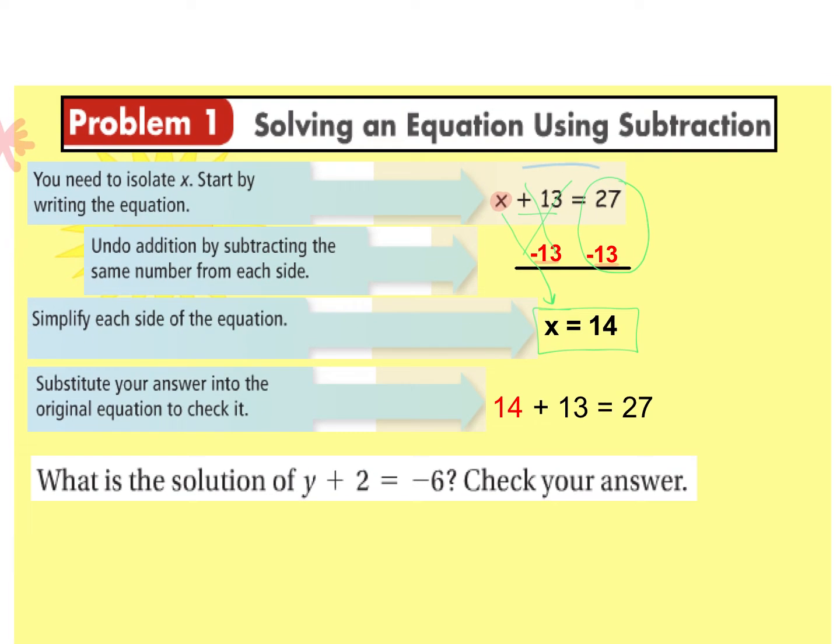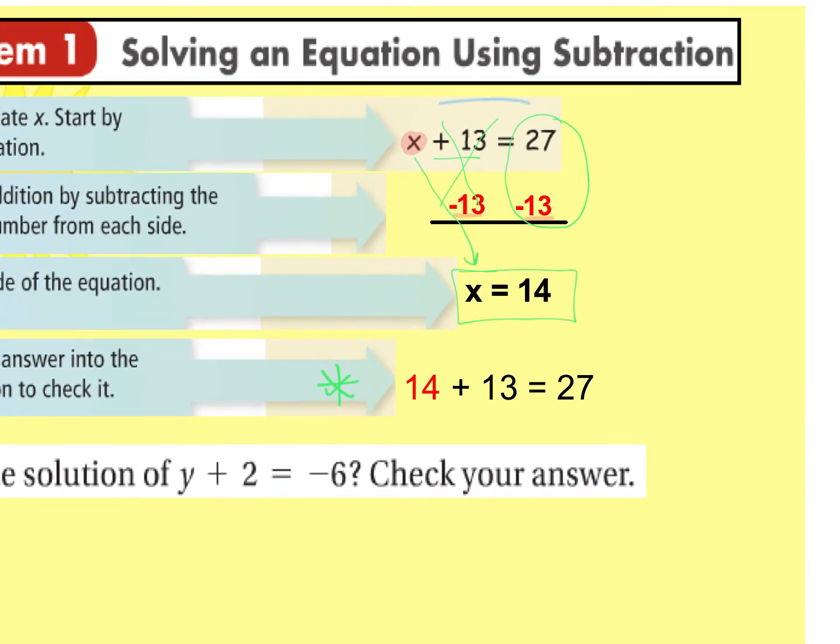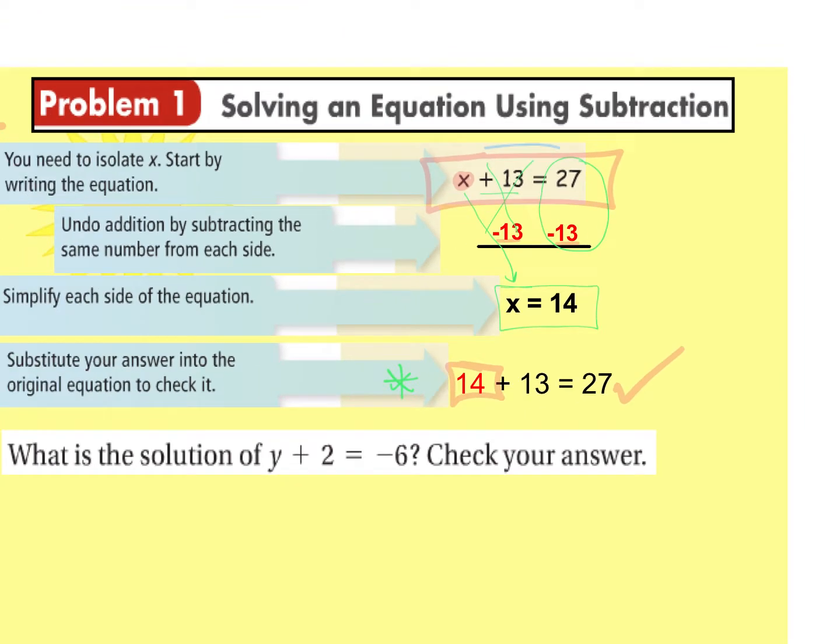What this is showing you at the very end is that, guys, we can always check our answer if we plug it back into the original equation. So in the original equation, where we have x plus 13 equals 27, they replaced x with 14, and so we have 14 plus 13 equals 27, and that is correct.